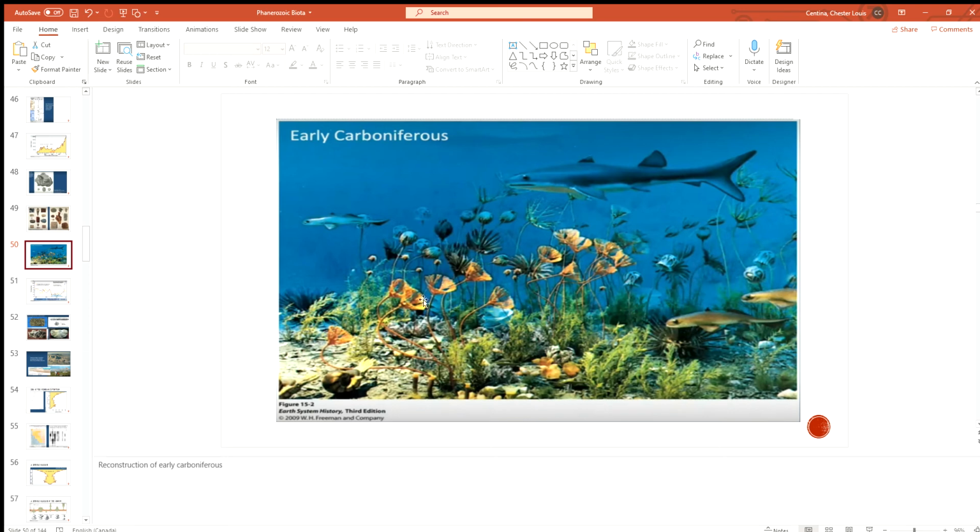So, a reconstruction of the early Carboniferous. This is what it looks like. He might ask you what this is. Do you know what that is? It's a crinoid. What's this? It's a reef fin fish. He might ask you that.